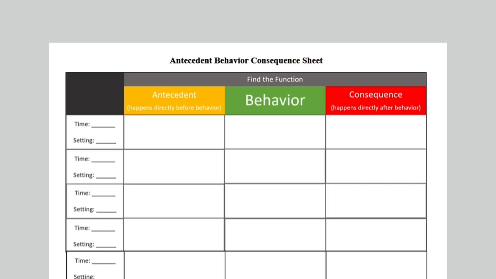The antecedent behavior consequence sheet attached to this lesson is an example of what practitioners use to extract information from situations. They write down what happened directly before the behavior, the antecedent, what the behavior was, obviously the behavior, and what happened directly after the behavior, the consequence.